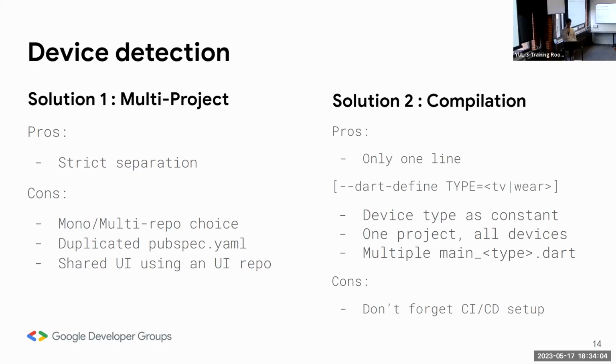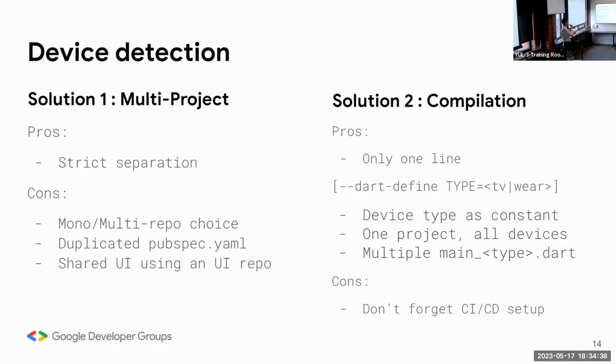The second solution is the compilation time. So when you build the app, you have one code base, and with one line of CLI, you can define that, okay, my type is TV, or if it's nothing, it will be mobile by default. It works, so that's good because you have a constant inside your project that always gives you the same data, the type.